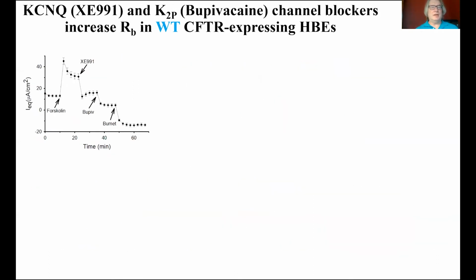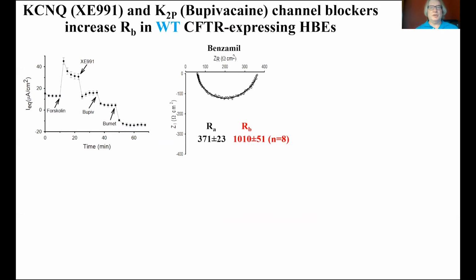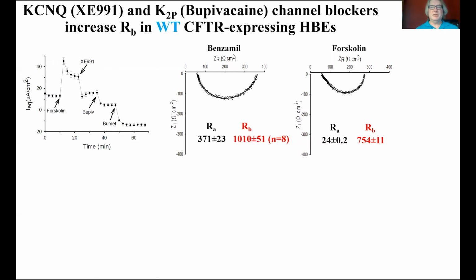So, again, in this case, we looked at a wild-type CFTR expressing HBE. And here, we fitted our data in the presence of benzamil and had an apical membrane resistance of approximately 370 ohm centimeters squared, and again, a basolateral resistance of approximately 1,000 ohm centimeters squared. Addition of Forskolin stimulated a current response as expected, and this caused a significant decrease in both RA to 24 ohm centimeters squared, as well as a large decrease in RB to 750 ohm centimeters squared.